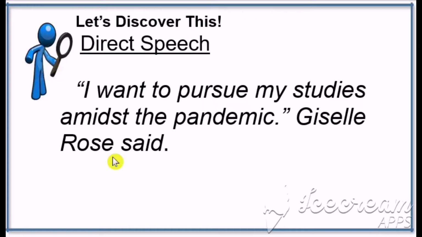And then you have the following verb. Giselle Rose, which is the subject, and then said, which is the verb. So this is the part of which is the introductory. How about the statement here inside the quotation marks? So remember, once that you saw a quotation marks, that is already a direct speech.